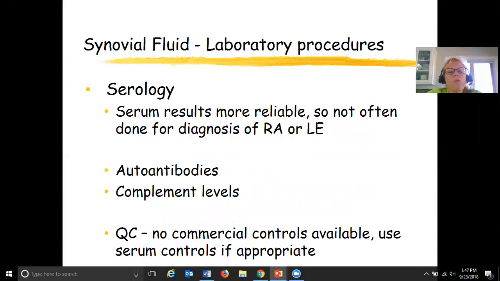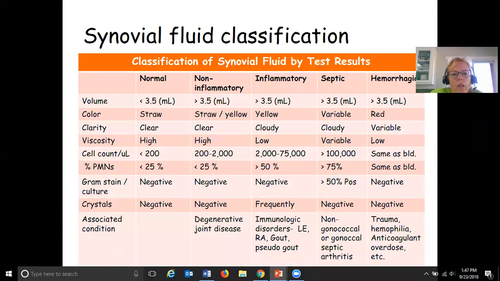So again, we use serology on serum more than on fluids. We may check for autoantibodies, we may check for complement levels. And then again, there's no commercial controls available specific to body fluids, so you will use serum controls for your chemistry. So this table is similar to the table in your book. It helps you classify, but please also pay attention to the crystal category.